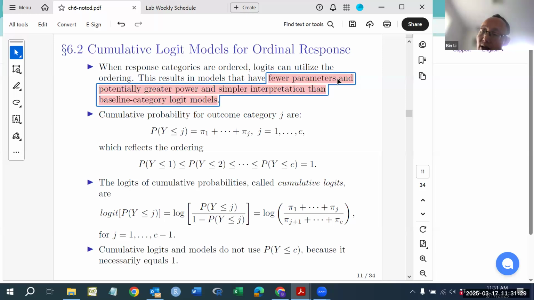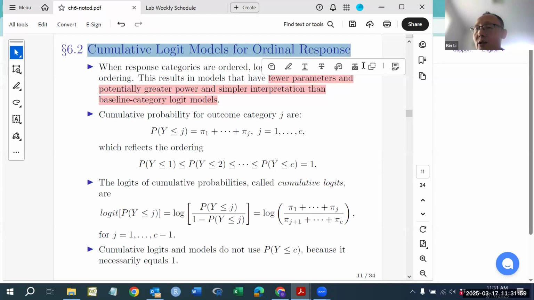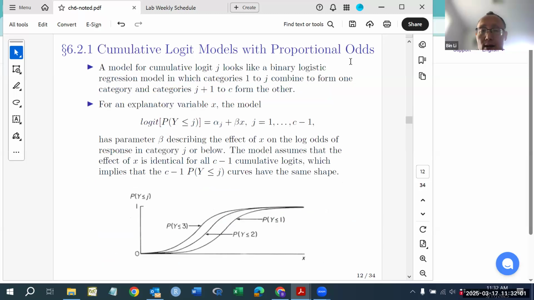And simpler means what? Simpler means potentially we can have a higher power to identify the effects from the X. And also a simple model is easier to interpret, so we have better interpretability compared to the baseline category logit model. Okay, so that's the motivation for using the cumulative logit model. But this model, as I said, is only for the ordinal response.